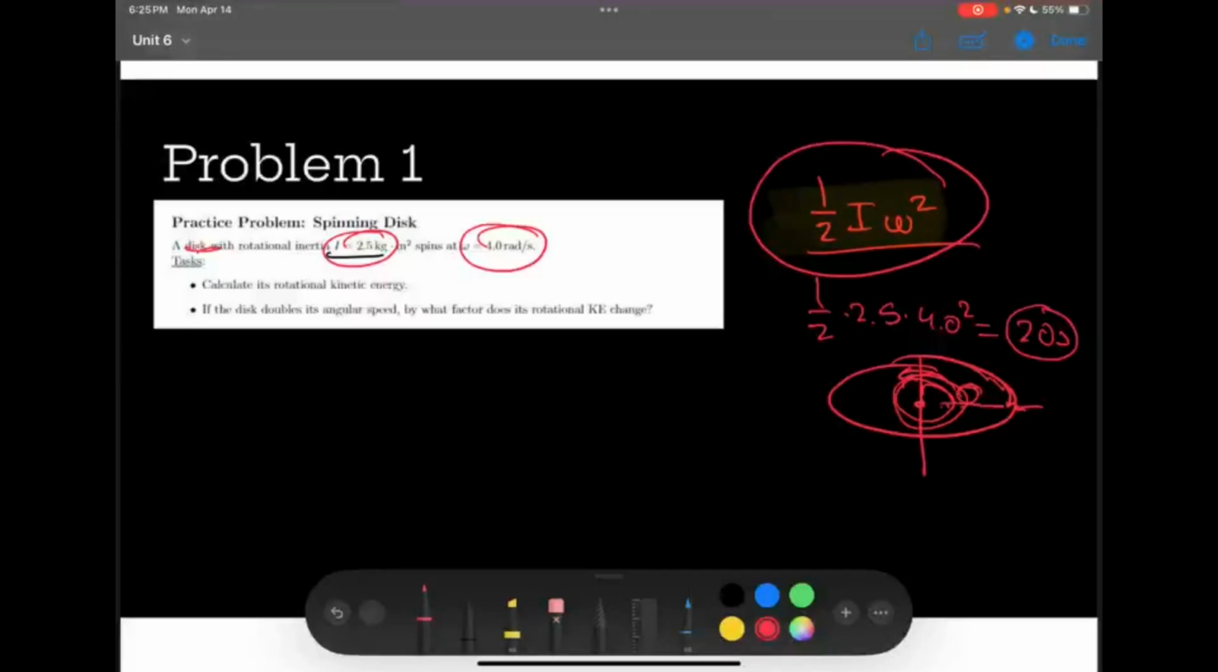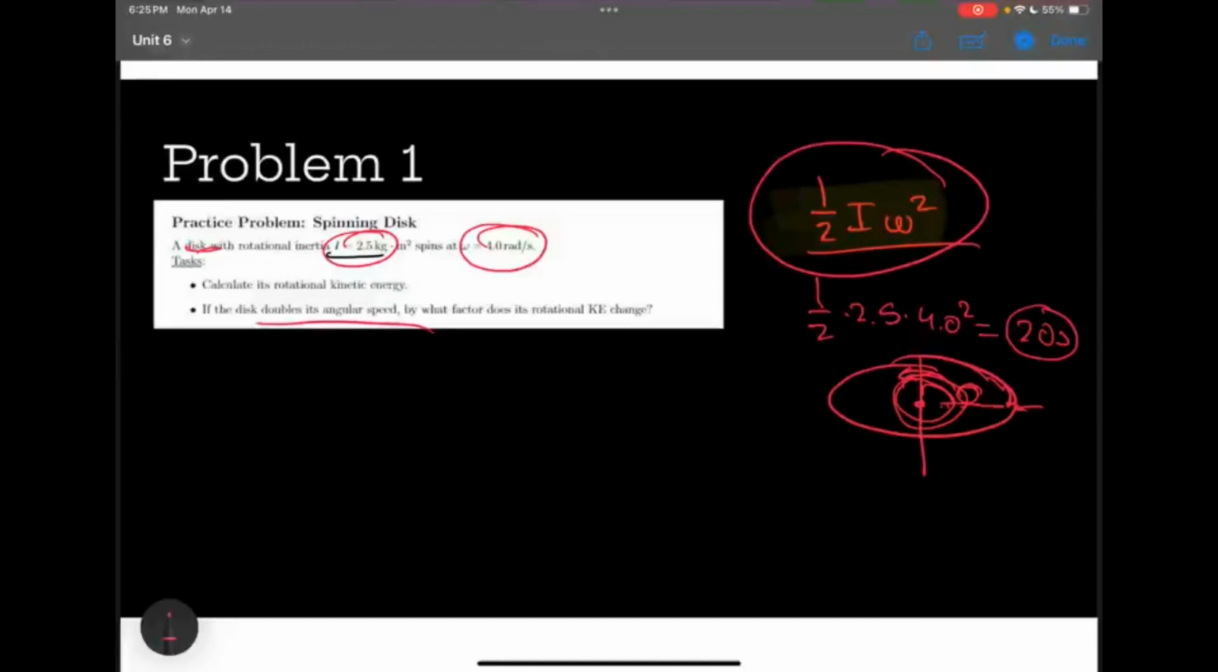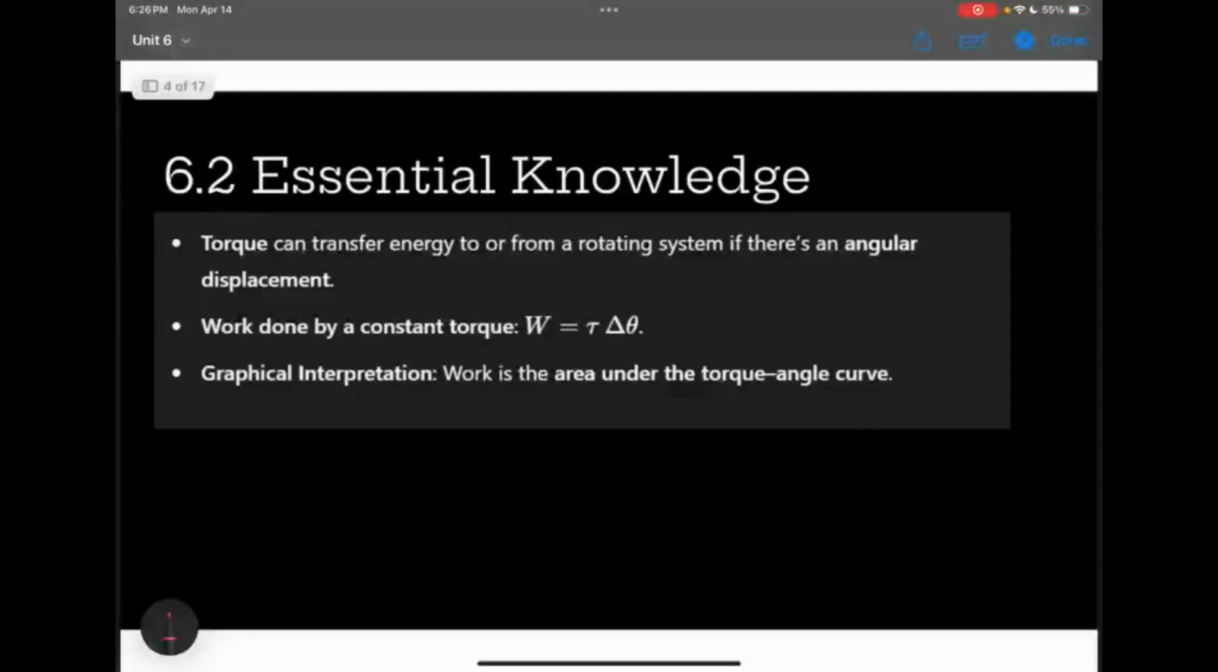And then the second part: if it doubles its angular speed, by what factor does the rotational kinetic energy change? For this one, if you double the speed, you're doubling this part, and this is a squared quantity. So if you double something that's squared, the total factor that it'll be changing by is 4, because it's 2 squared. In other words, if you change this to 8, it would be 80 joules. You can do the math out for that, or you can just look: we're doubling this, and that's getting squared. So that's all for 6.1.